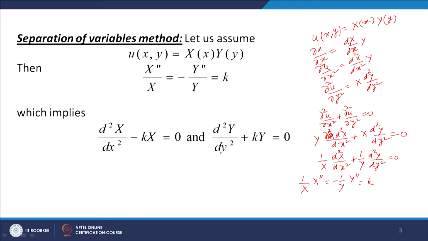Now, these equations X double dash over X equal to k and Y double dash over Y equal to minus k give rise to two second order ordinary differential equations: d square X by dx square minus kX equal to 0 and d square Y over dy square plus kY equal to 0. Now, k is an arbitrary constant here. So, there arise three cases: k equal to 0, k greater than 0 and k less than 0. Let us discuss these three cases one by one.